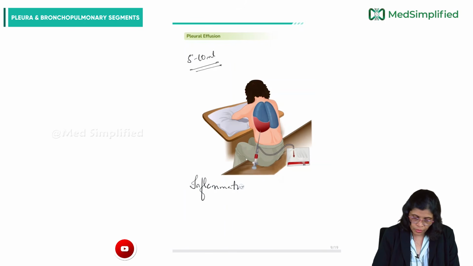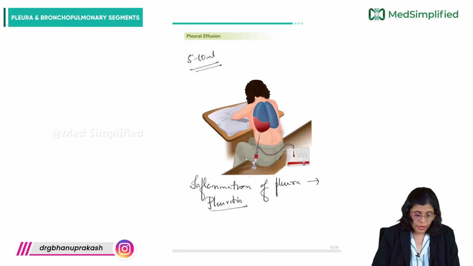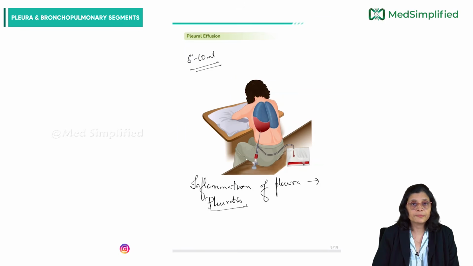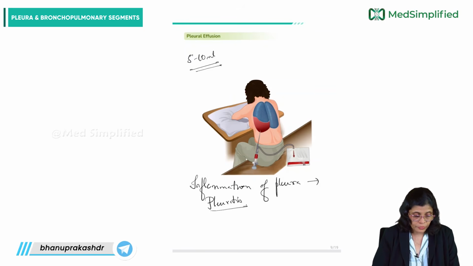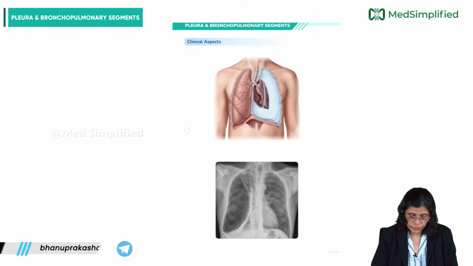So, inflammation of the pleura can lead to this condition, that is pleuritis. Because of the pleural effusion, when there is excess of fluid, what will happen? The lung cannot expand, correct? So there is decreased expansion of the lung on the affected side, and because of this, when we percuss, there will be a dull note at the site of effusion. This is how the lung will not be able to expand.